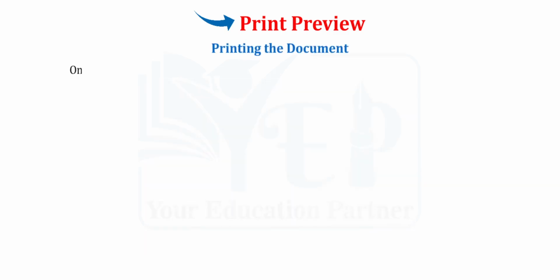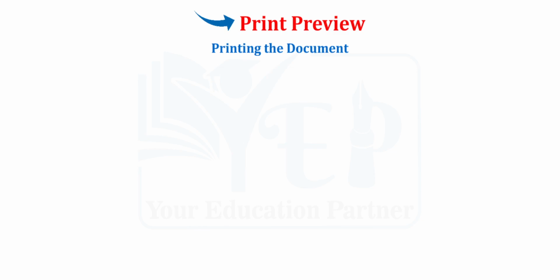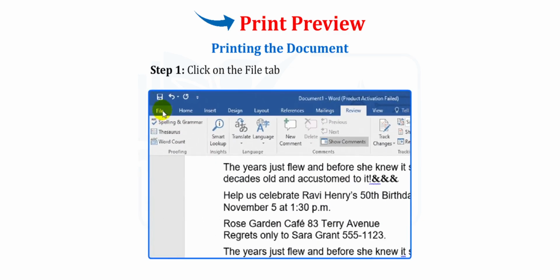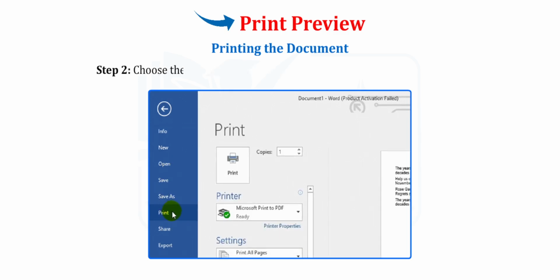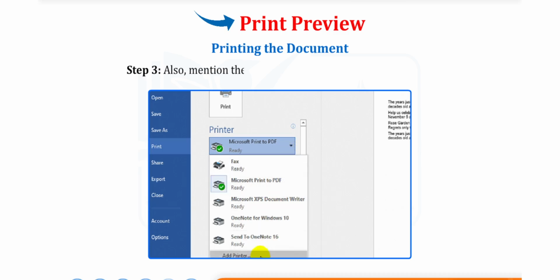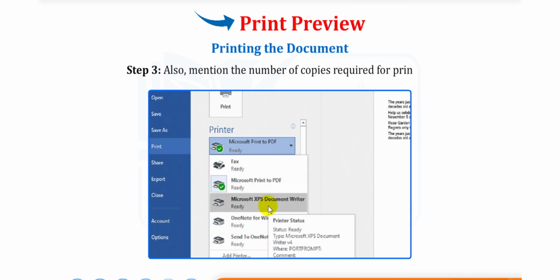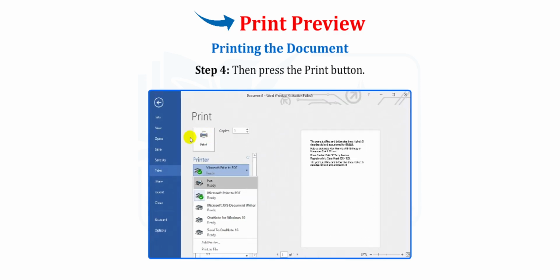Printing the document. Once we have previewed the document, we can now print it by following the steps below. Step 1. Click on the File tab and select the Print option. Step 2. Choose the default printer from the Printer Properties drop-down list. Step 3. Also mention the number of copies required for printing. Step 4. Then press the Print button.